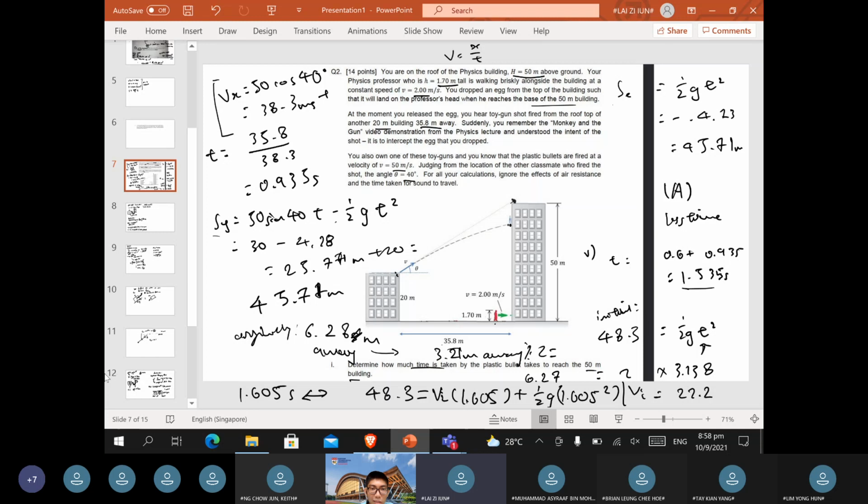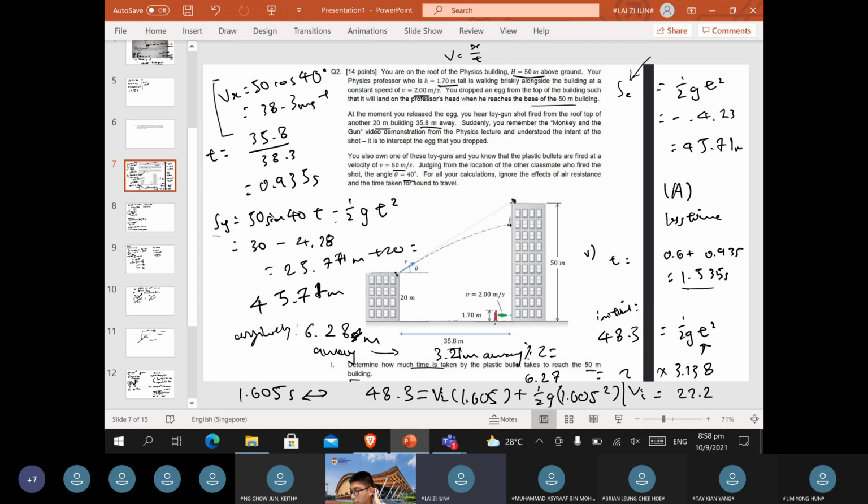So part 3 asks us to show that the egg will be at the same height. We know that the bullet is going to be at a height of 45.71 meters after 0.935 seconds, right? So we just write the same distance formula for the egg. It's just minus half g t squared.